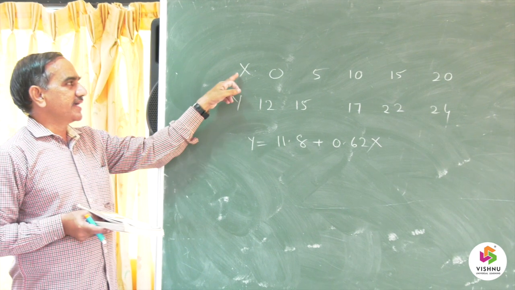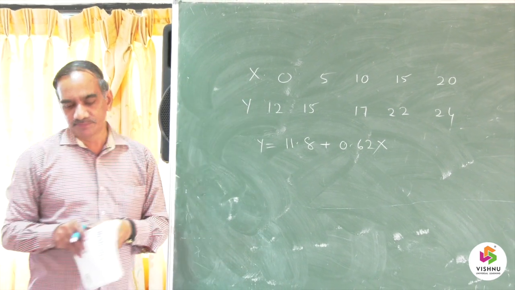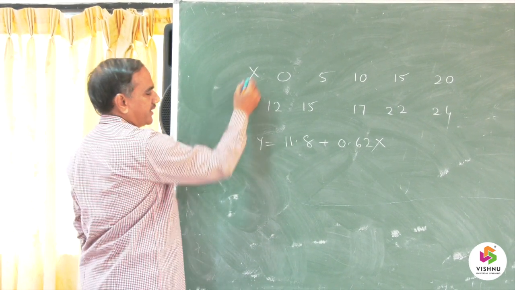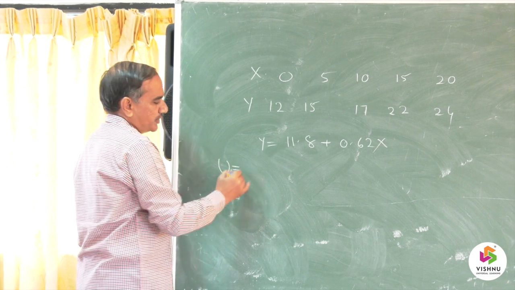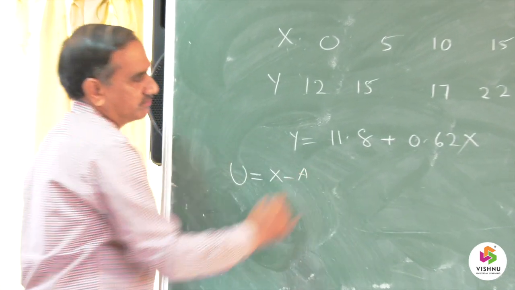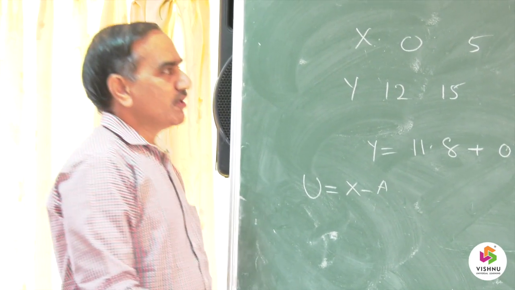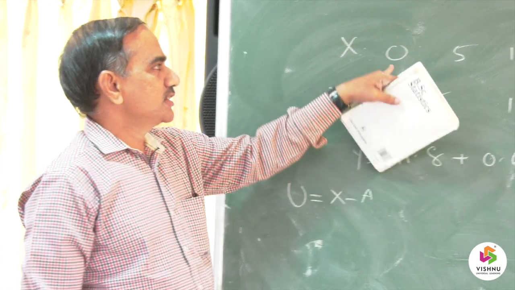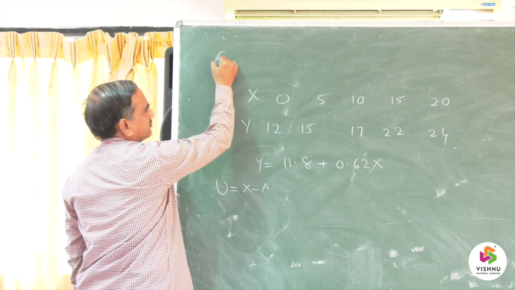First convert the x values into u. So you can convert it into u. U is equal to x minus a. Here observe the data for the smallest value. The smallest value is equal to 0.